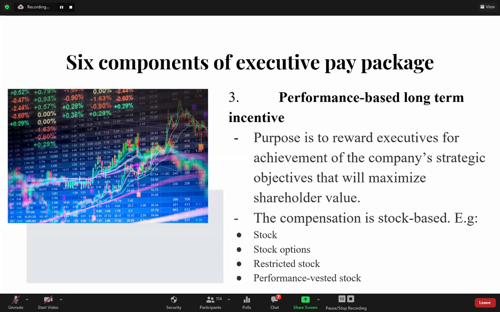performance-based long-term incentive. This incentive is usually given to the executive when they achieve the long-term goals of the company. This is usually in 10 years or 5 years. And they are usually given on a stock basis, and they may include stock options, restricted stock, or performance-based stock. Next.